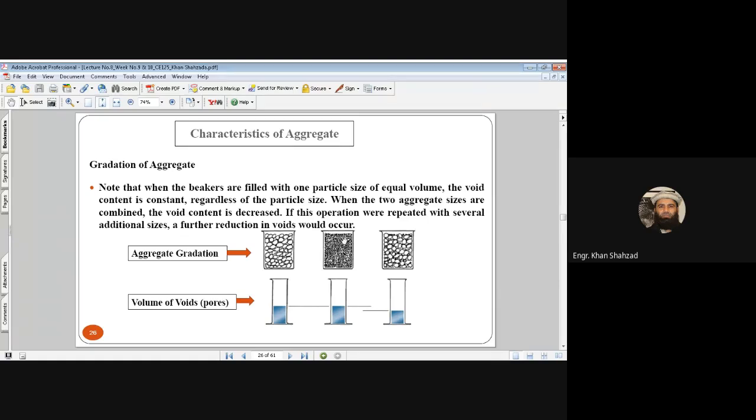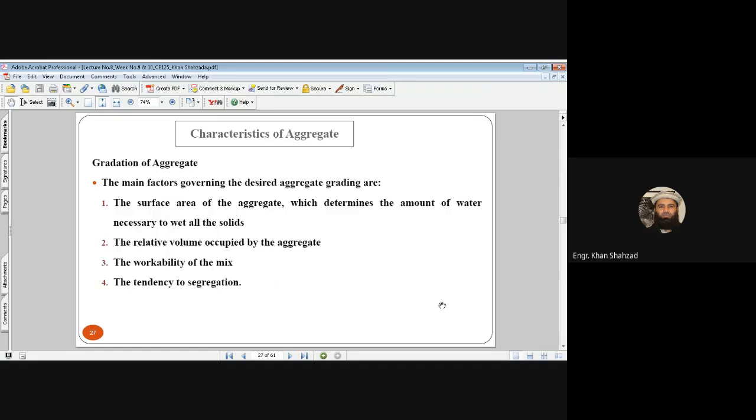But when you are combining these two, you can see the volume of the voids is decreasing, because the fine aggregates have occupied the volume of the voids, regardless of the particle size. When the two aggregate sizes are combined, the void content is decreased. If this operation were repeated with several additional sizes, a further reduction in voids would also occur. So if we are further adding aggregates which are in between these two particle sizes, a further reduction in the voids will occur.